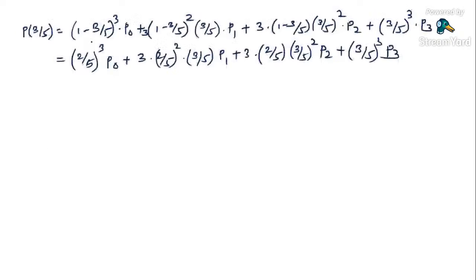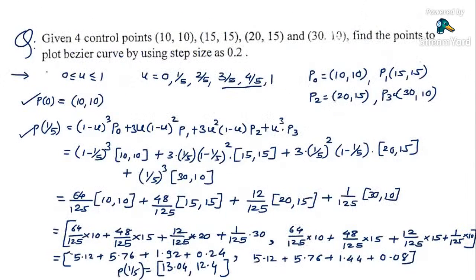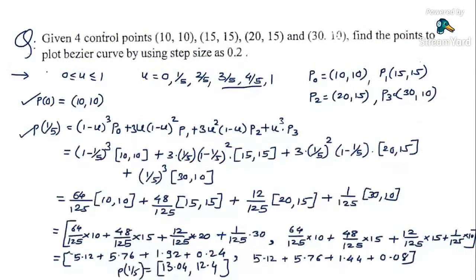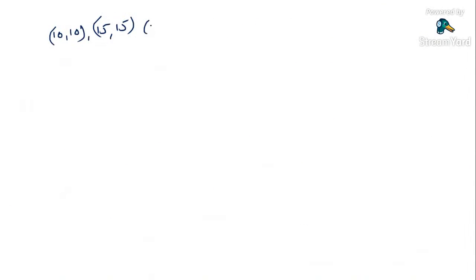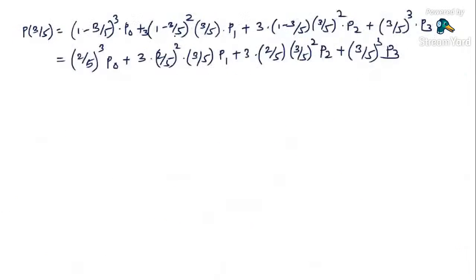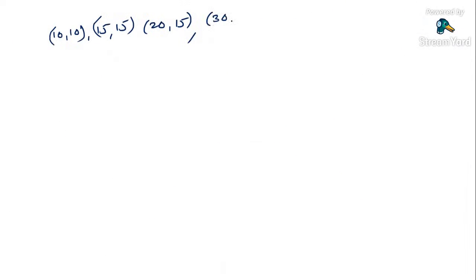Now how to plot it? How will the Bezier curve be plotted? What are the coordinates we have? 4 control points: 10, 10; 15, 15; 20, 15; and last it is 30, 10. So first of all, draw those points with respect to the XY coordinate system.